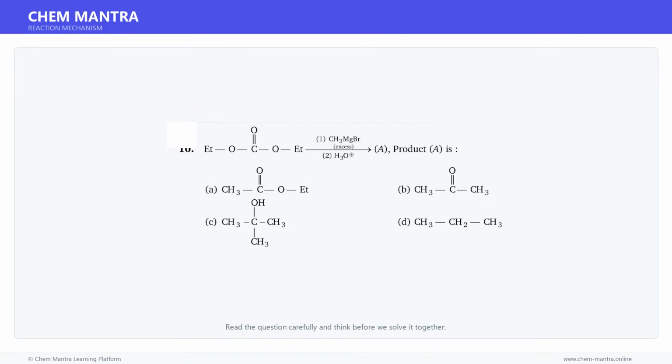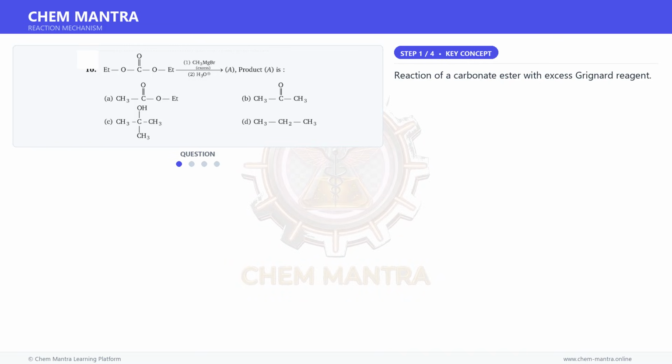Here is a question. Read it carefully and think about the answer. Let us solve it step by step. Let us first understand the key concept here. Reaction of a carbonate ester with excess Grignard reagent.